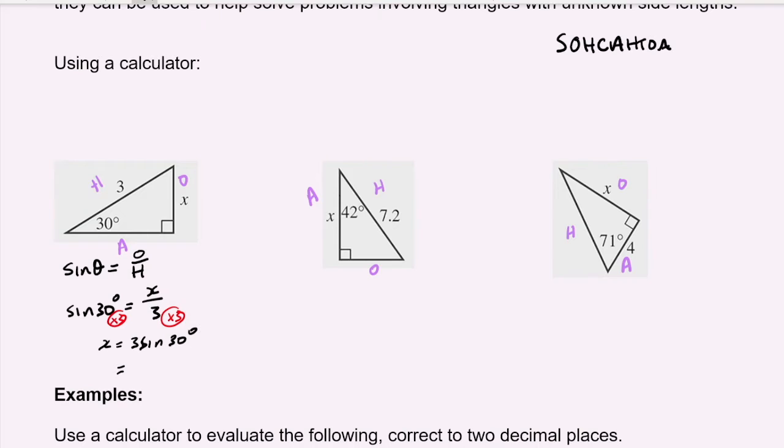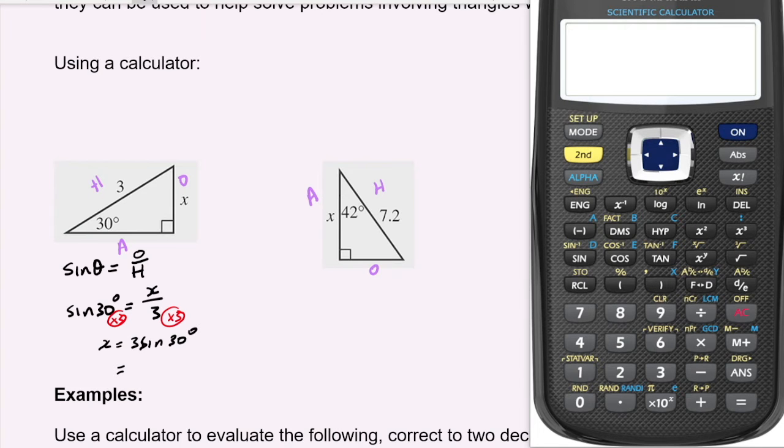Now I can find my calculator to use that with. Alright, so let's look at our calculator. Let's turn it on. And I have 3 sine 30 degrees gives me 1.5.